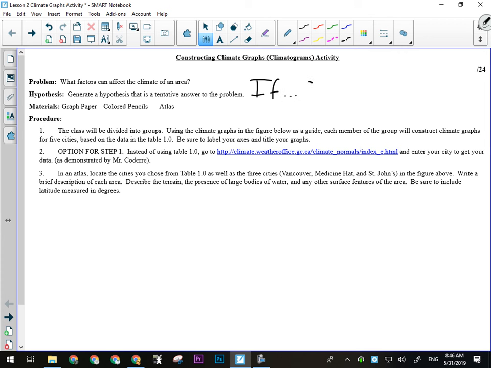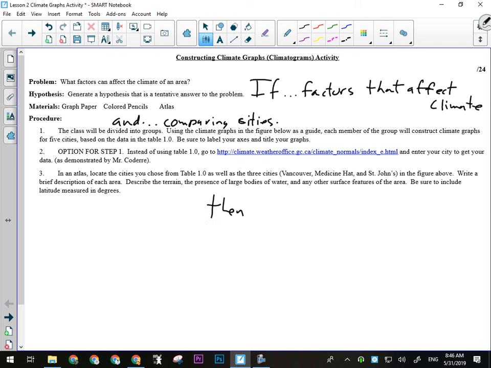So the and part is we're comparing cities and their climatograms. Then the then part needs to talk about what patterns you're going to see.